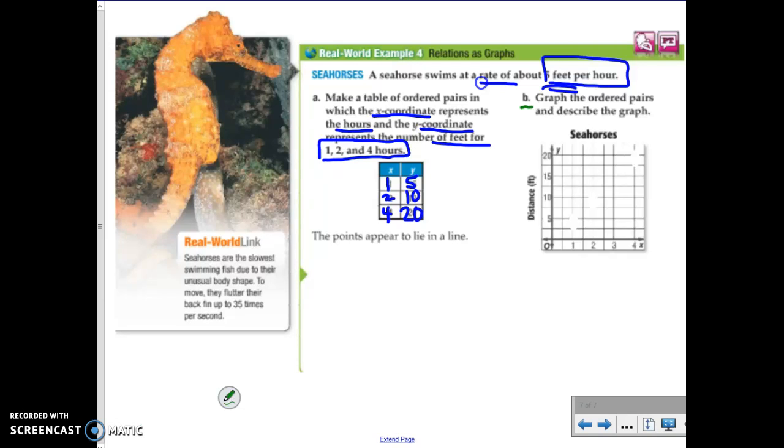Now, B asks you to graph the ordered pairs and describe that graph. So for 1, I start at the origin, I come over here to 1, notice how 1 is here, (1, 5), I draw a dot. 2, I come over here to (2, 10), and I draw a dot. And 4 hours, 20, and I draw a dot. The points appear to be in somewhat of a line, if I'm going to describe those.